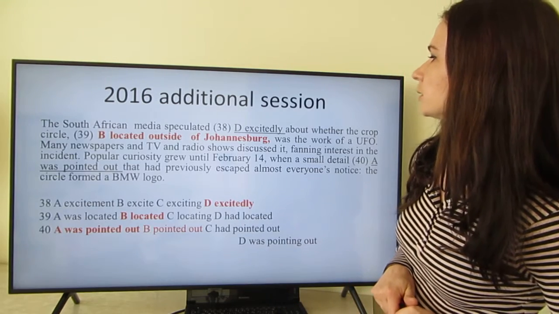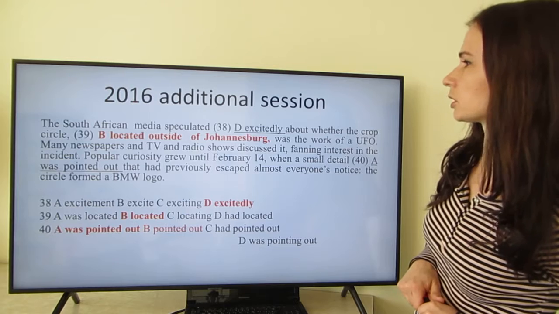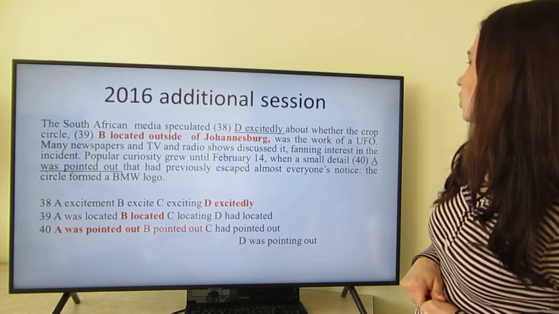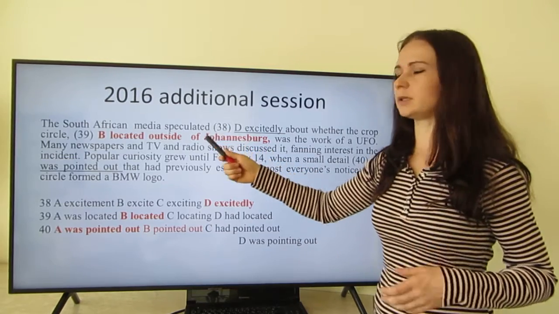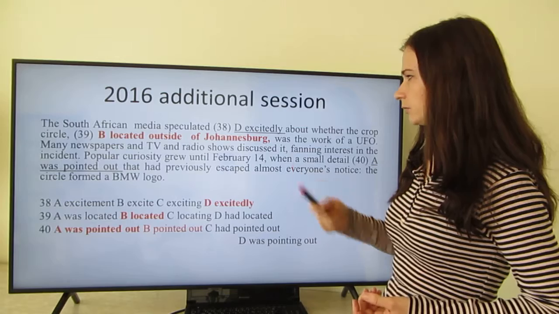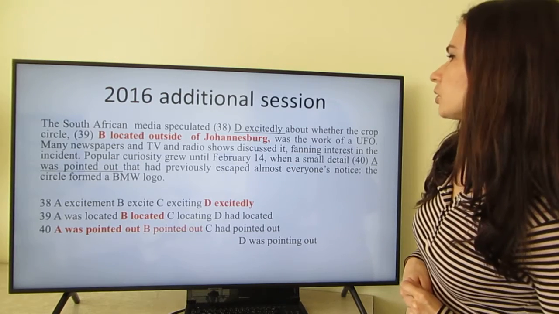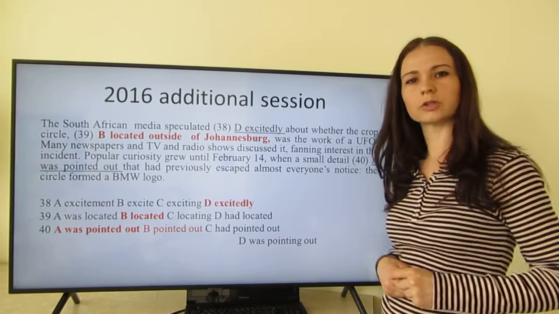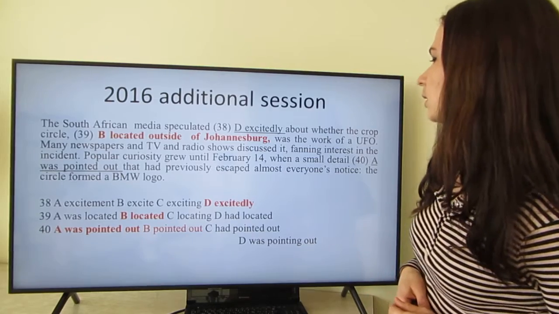The South African media speculated excitedly about whether the crop circle, located outside of Johannesburg, was the work of a UFO. Gap 38. Speculated how? We need an adverb, excitedly. What is the crop circle? Which is located outside of Johannesburg. The action is passive, so that is why located.